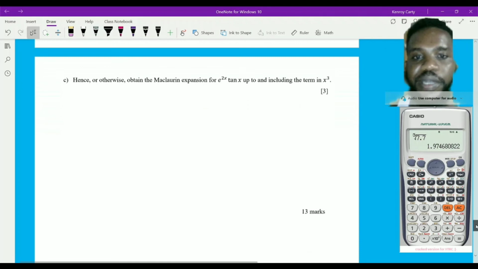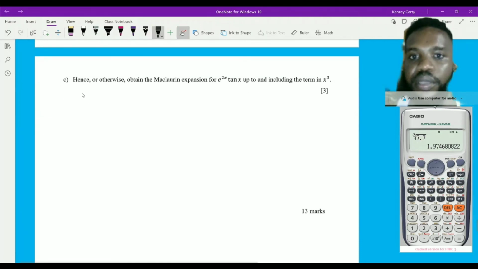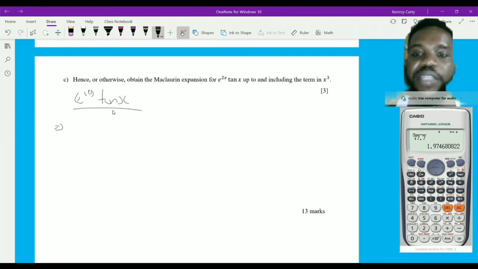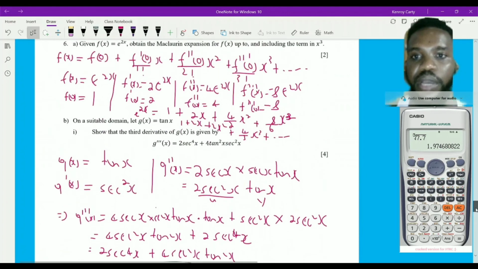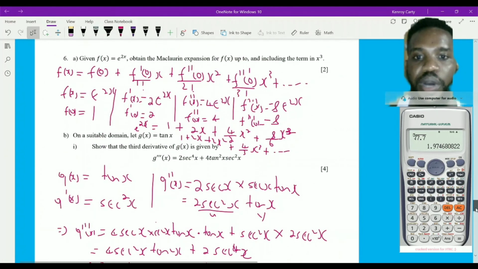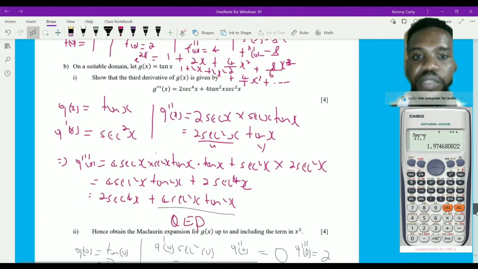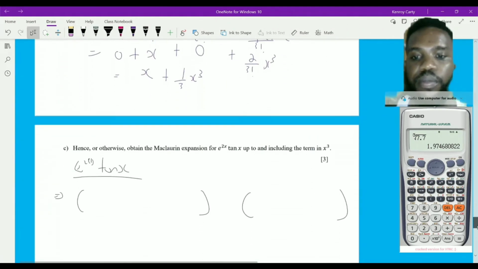Alright, let's take it down. Hence obtain the Maclaurin expansion for e to the 2x times tan x. I have the expansion for e to the 2x already, and I have the expansion for tan x, and this is a product. So all I need to do is multiply them up to and including x cubed. So we go back up and look for the Maclaurin expansion for e to the 2x, which was 1 plus 2x plus 2x squared plus 4 over 3 x cubed.